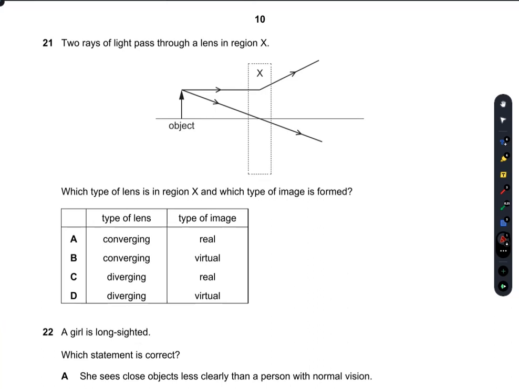Two rays of light pass through a lens in a region X. So this is the lens here. Which type of lens is in region X and which type of image is formed? The type of lens used diverges. Both light rays passing through the optical center remain undeviated, whereas this one deviates largely from its original path. It doesn't converge, it diverges them. So C and D can be true. Whereas a virtual image is formed at this point. So D is the right answer.